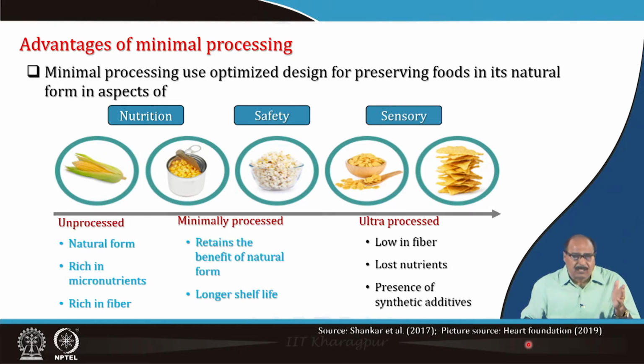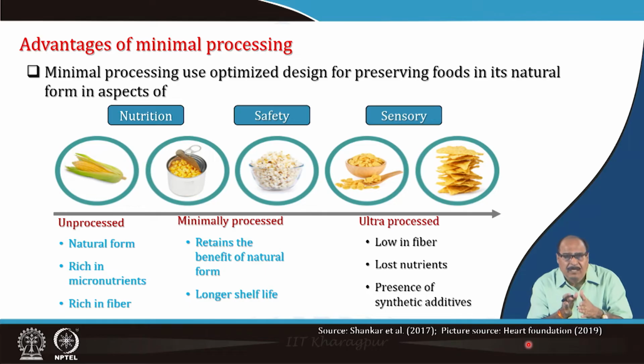Unprocessed food, obviously, is the natural form. When we are talking about fruits and vegetables, whatever is obtained from the farm, from the field, it is obviously rich in micronutrients, rich in fiber and other nutritional value.